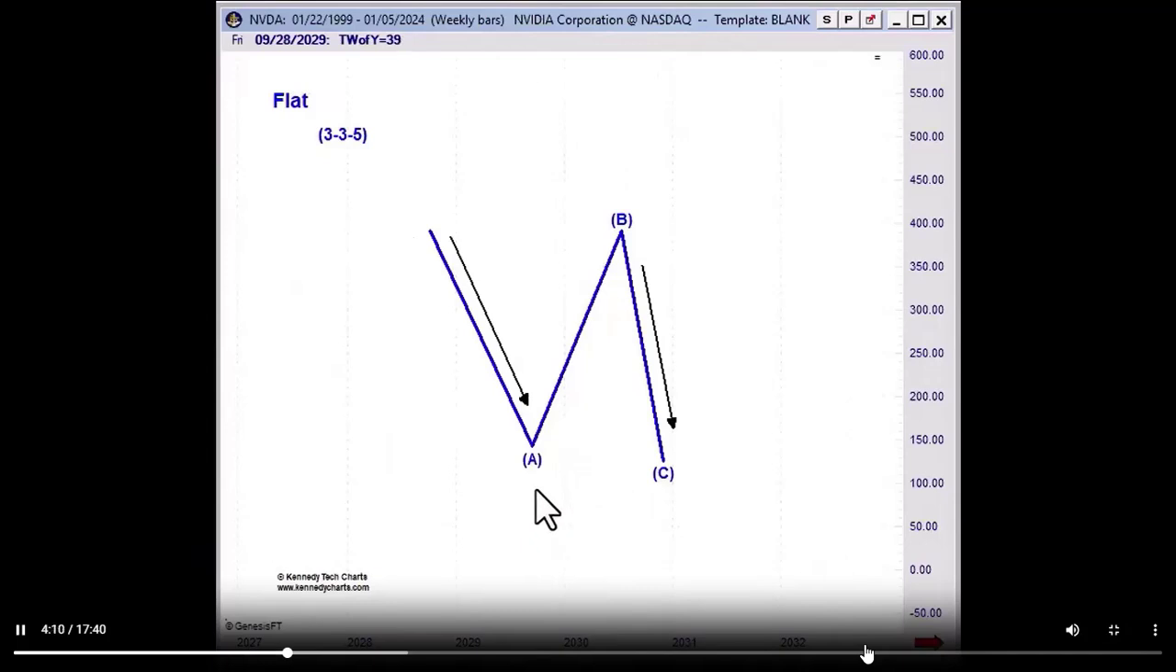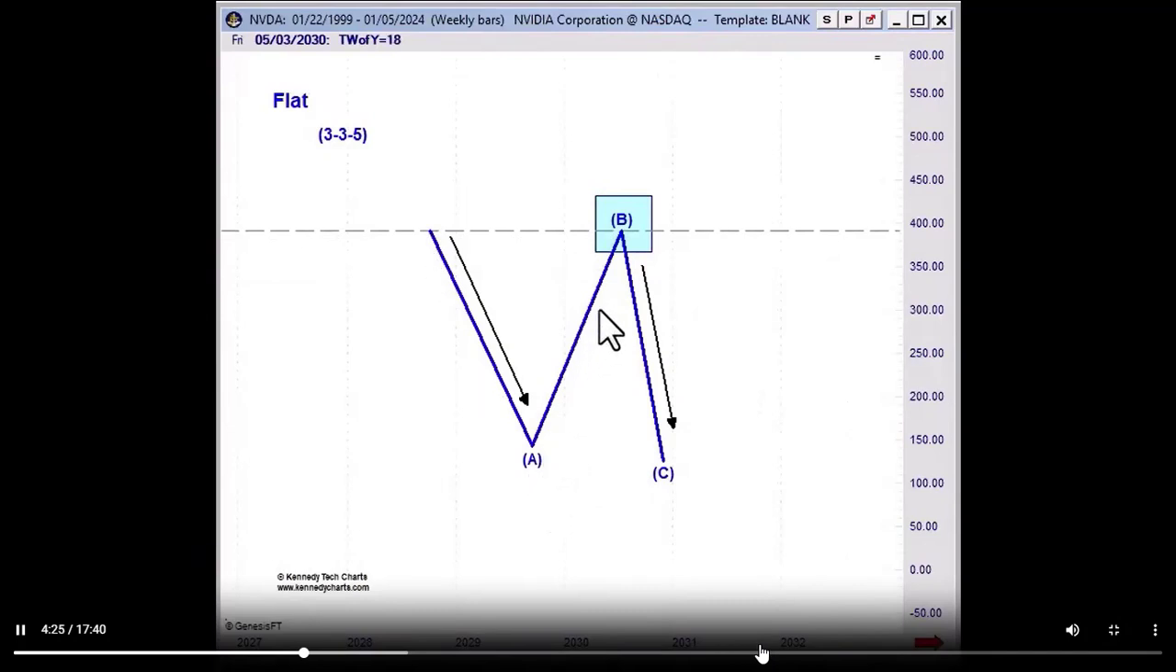Now, one more thing to understand about a flat correction is wave B. The key characteristic of a flat correction is that wave B will end at or near the origin point of wave A.